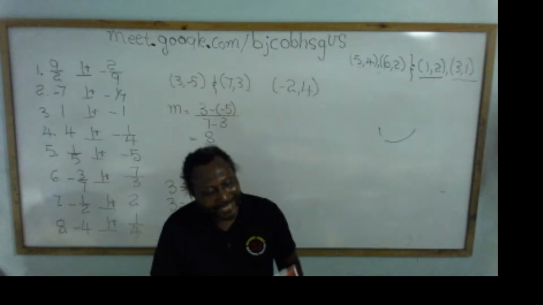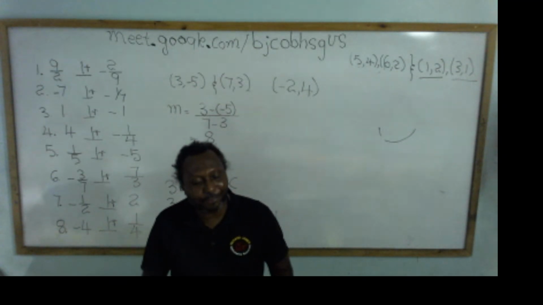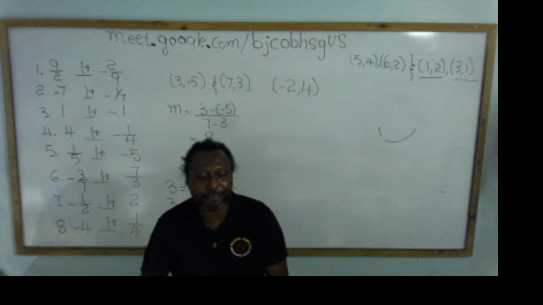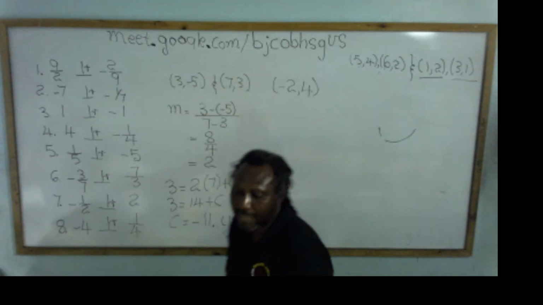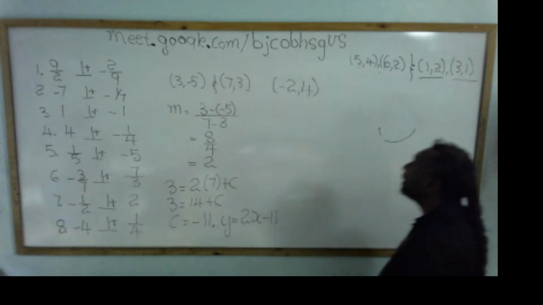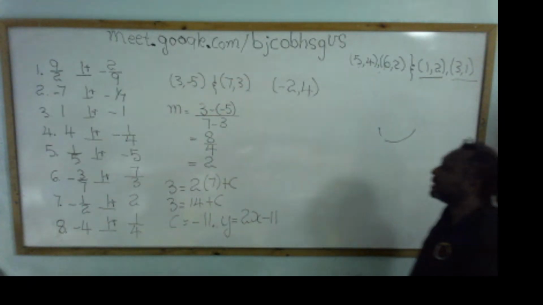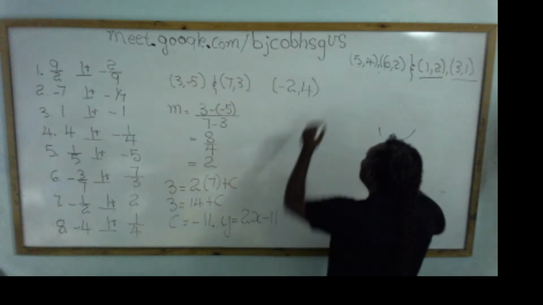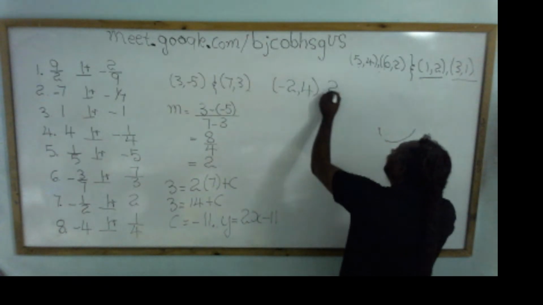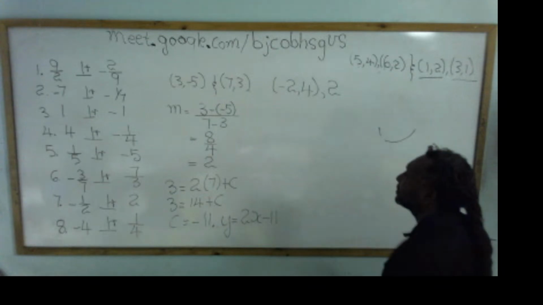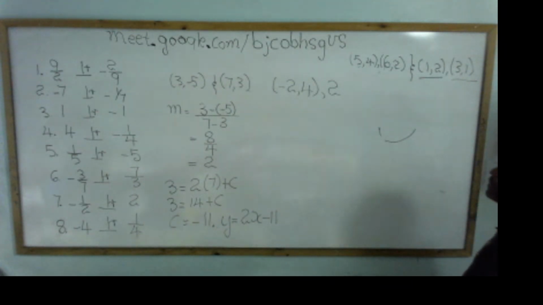We are at exercise 3F, and we are looking at part B. Exercise 3F, part B. So the gradient will be the same since they are parallel.